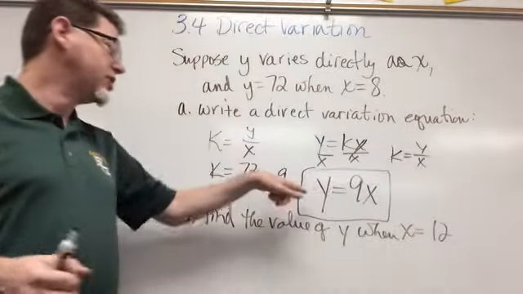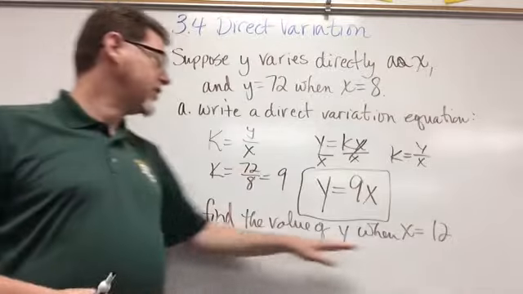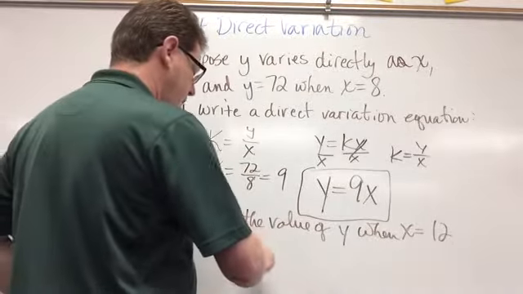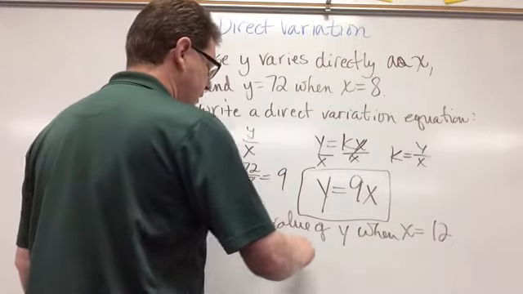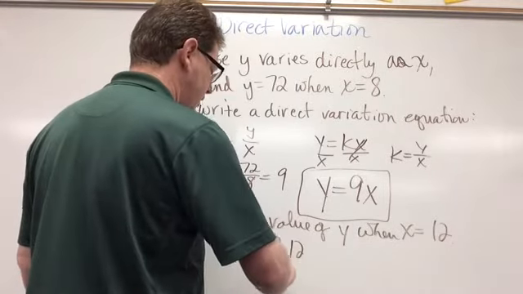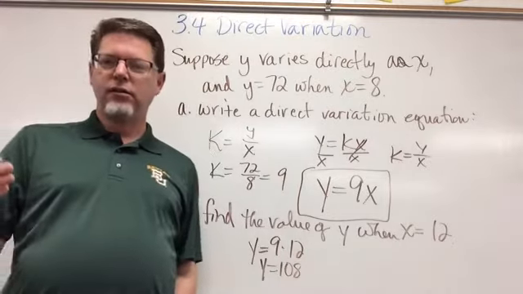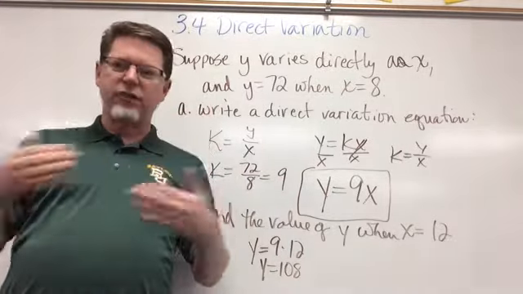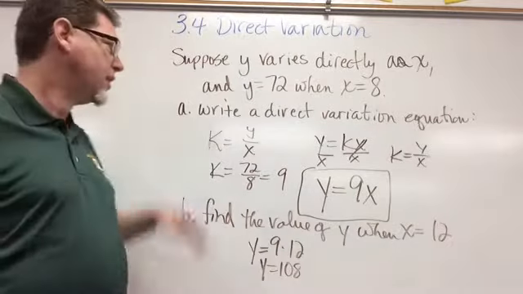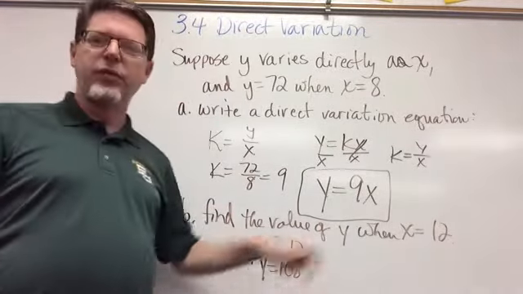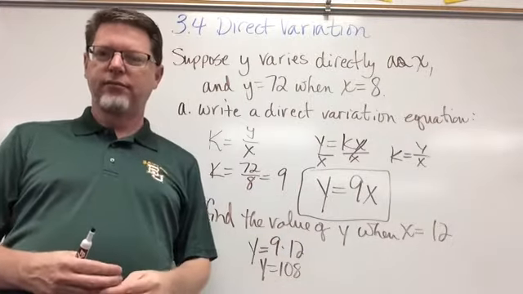So now I have my equation, y equals 9x, and it says find the value of y when x equals 12. So I'm just going to plug in what it tells me, y equals 9 times 12, so y equals 108. So again, typically when you're given a direct variation problem, it's going to be two parts. One is to write the equation first, then when you have the equation, I can come up with a value for a different x.